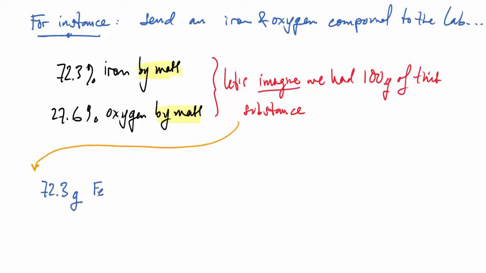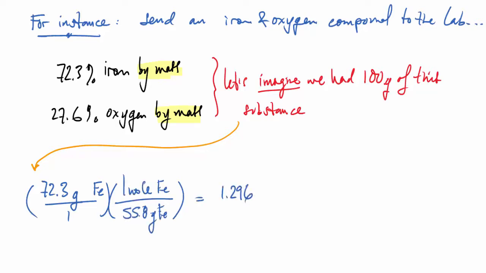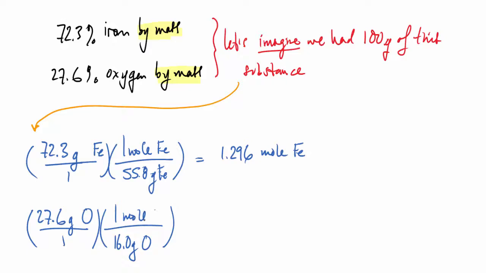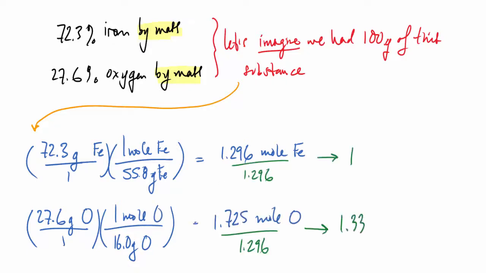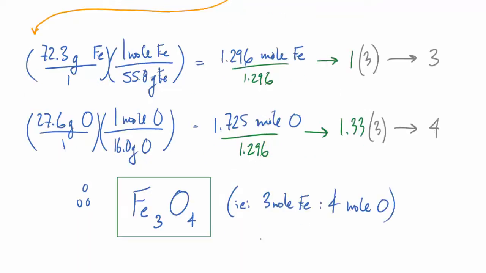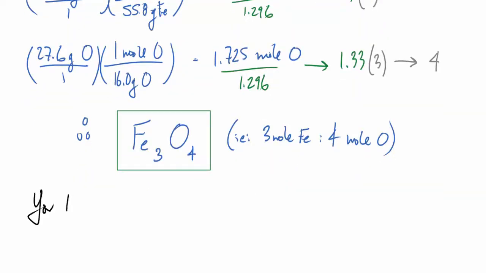If that were the case, you would have then 72.3 grams of iron, and using the molar mass now of iron, you would be able to compute that there was 1.296 moles of iron in that fictitious 100 gram sample. Do the same for the oxygen and compute that there are 1.725 moles. Divide each by the smallest number, 1.296, and we get this 1 to 1.33, or if you multiply up, 3 to 4 mole ratio. So 3 moles of iron to 4 moles of oxygen, and this compound is Fe3O4.